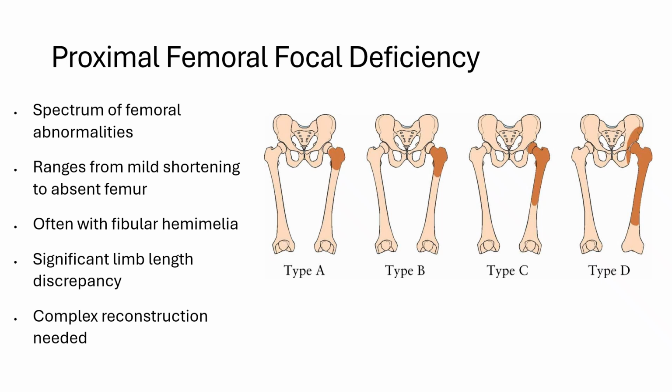These cases require complex reconstruction planning that might involve multiple lengthening procedures, joint reconstructions, or amputation with prosthetic fitting. The decision-making process must balance functional outcomes against the complexity and risk of multiple procedures, making early subspecialty consultation essential for optimal treatment planning.